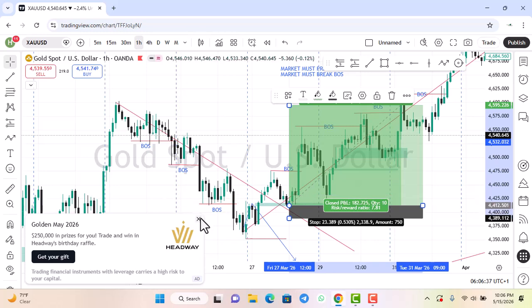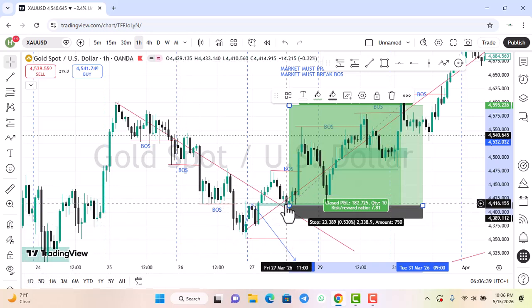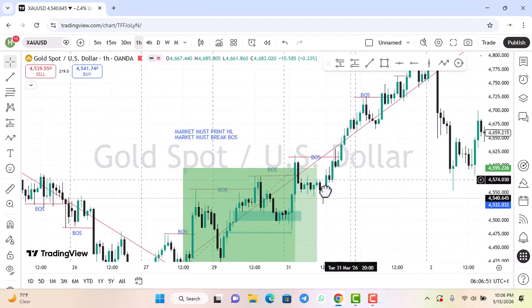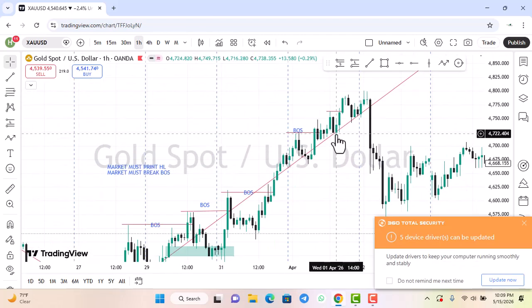Then I'll wait for price to unfold. And you can see from that zone where I have my break above my trend line, come down and retest my trend line, market bought and continued buying. Can you see this? I hope this is becoming clear to you now.